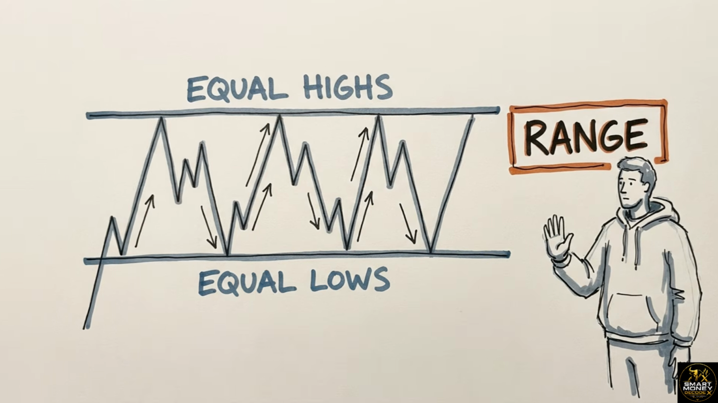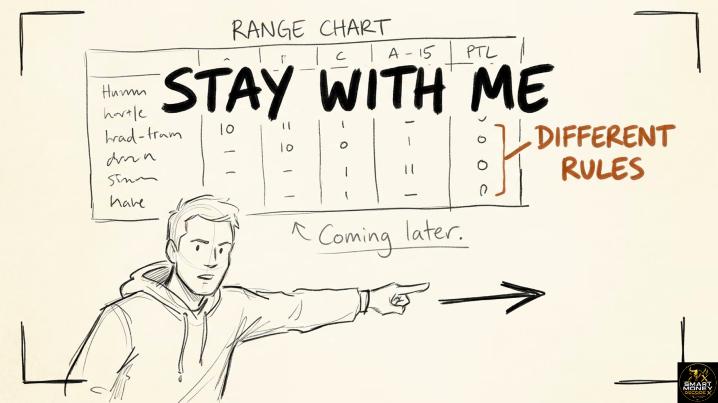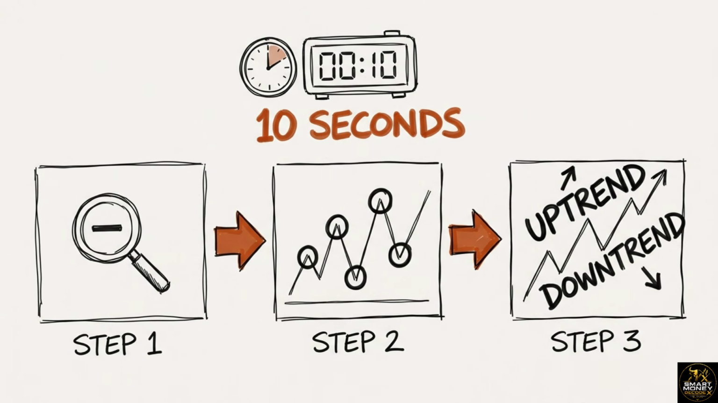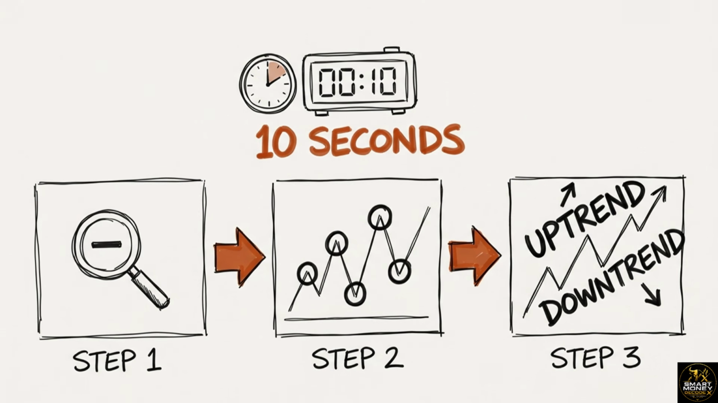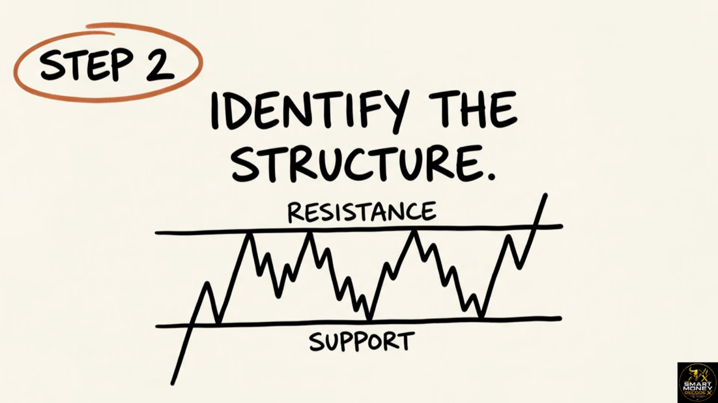And if neither is clear, if price is making equal highs and equal lows, you're in a range. Different rules apply. We'll get to that. This step takes 10 seconds. Zoom out. Look at swing points. Label the trend. 10 seconds. Done. Step 2. Identify the structure.